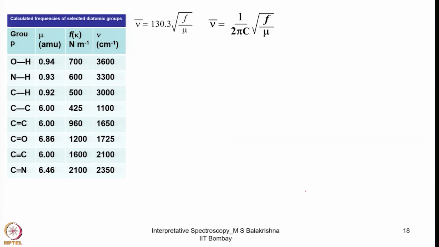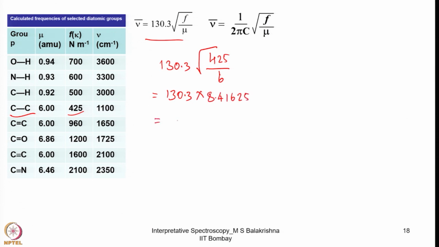Let's look into the CC bond here. CC bond using this one, 130.3 square root of, for the CC bond we are considering 425 by reduced mass is 6. So this will give you 130.3 into the product, 8.41625, and then multiplication will give you 1096.6 centimeter minus 1. So what we have is 1100. This is calculated and experimental is 1100. So like this we can verify for all.